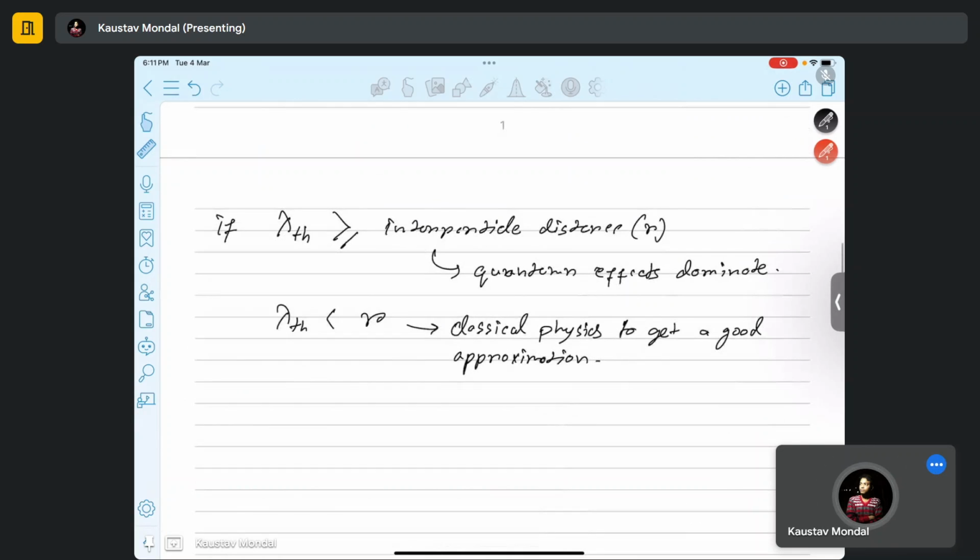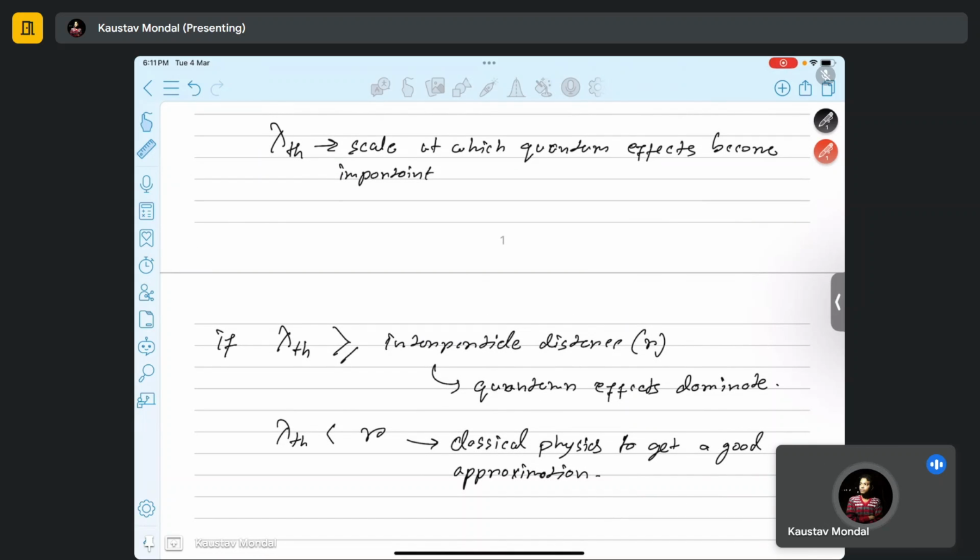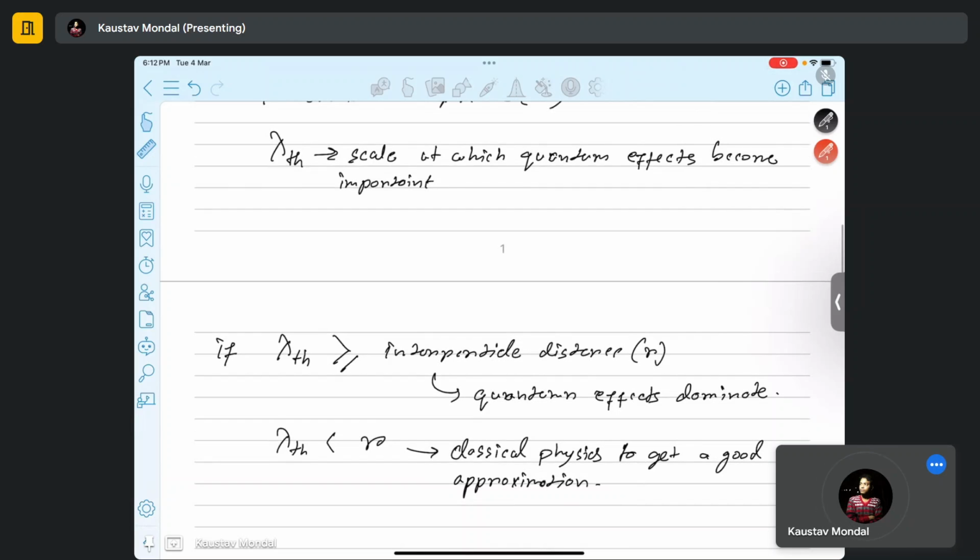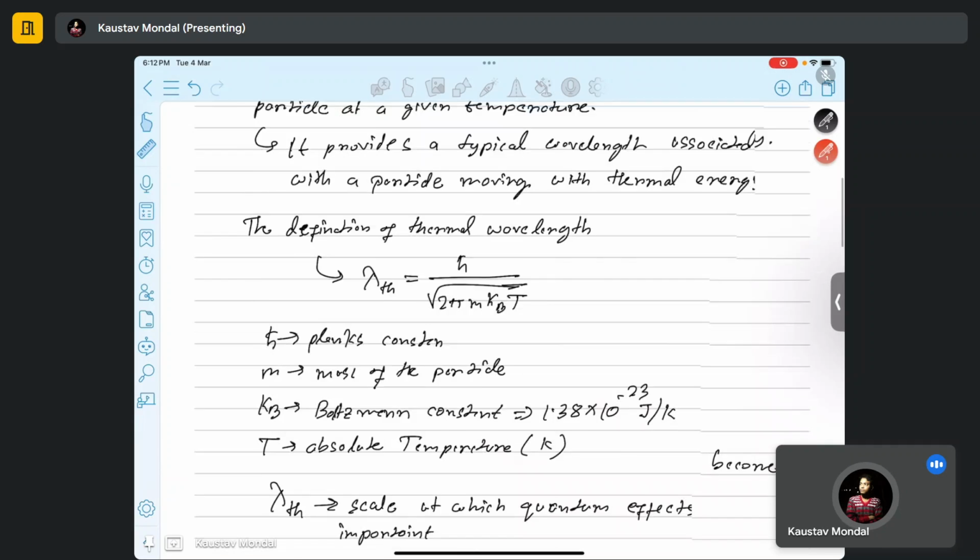It gives us the scale at which the quantum effect becomes important. If lambda thermal is greater than the interparticle distance, then the quantum mechanical effect will be much more prominent, and we have to use quantum mechanics, the Schrodinger equation and all those equations, in order to capture its behavior. But if lambda thermal is smaller than the interparticle distance, then you can just use normal classical physics, that means normal Newton's equations, to capture its behavior. So this is basically all the significance of the thermal wavelength.